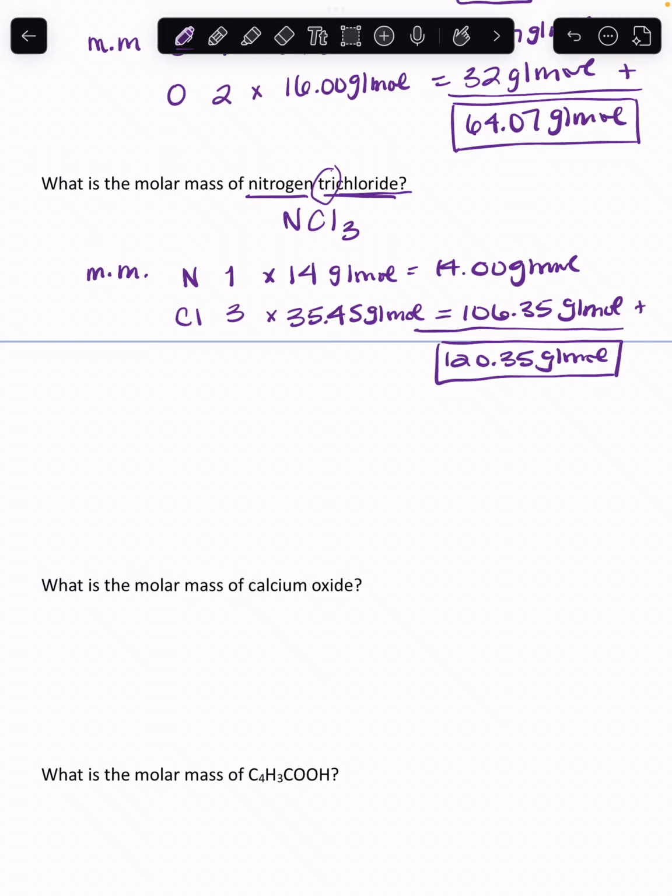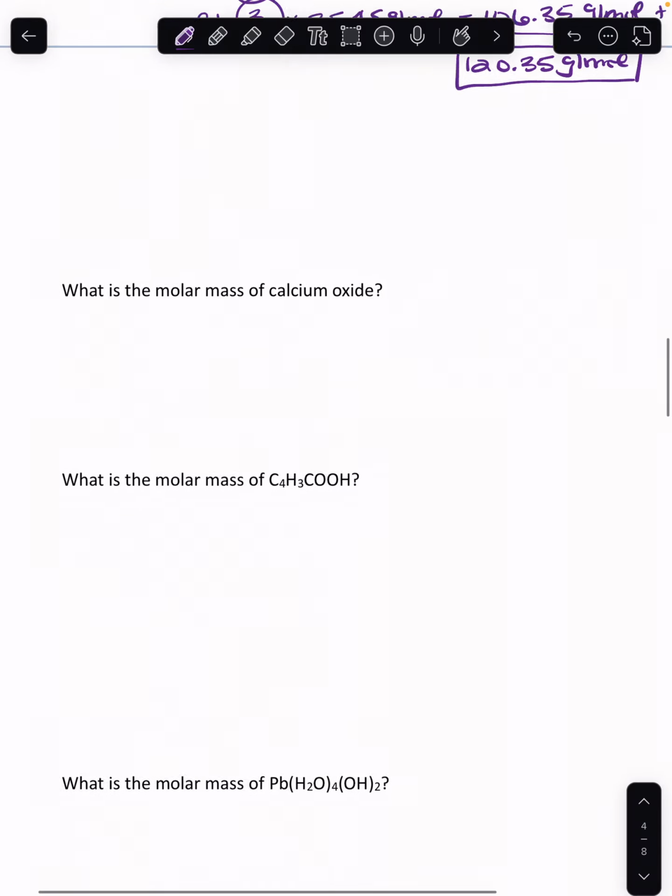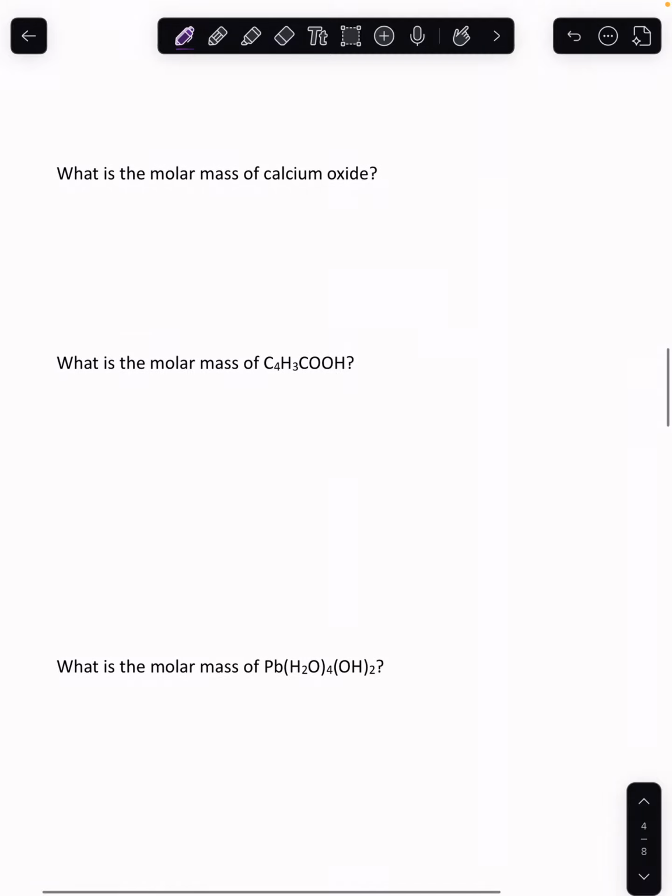Wow. Hopefully that makes sense. Just make sure you understand how many there are before you do the multiplying. Okay. What is the molar mass of calcium oxide? I look at this one and I go, oh, okay, wait a minute. We've mixed it up a bit. Calcium oxide. I don't have anything to go off of here.